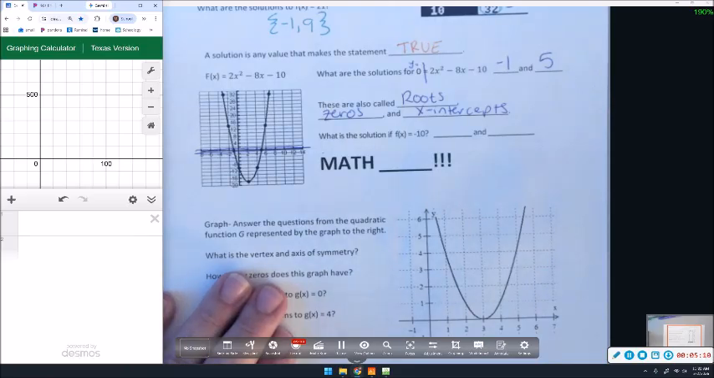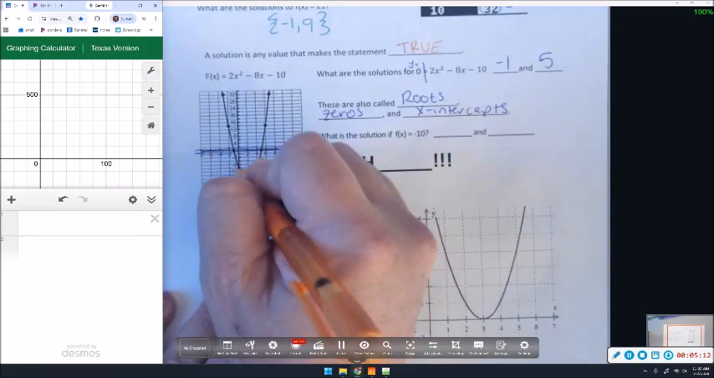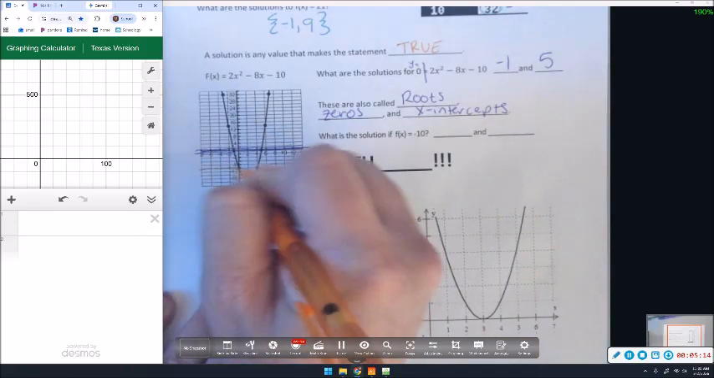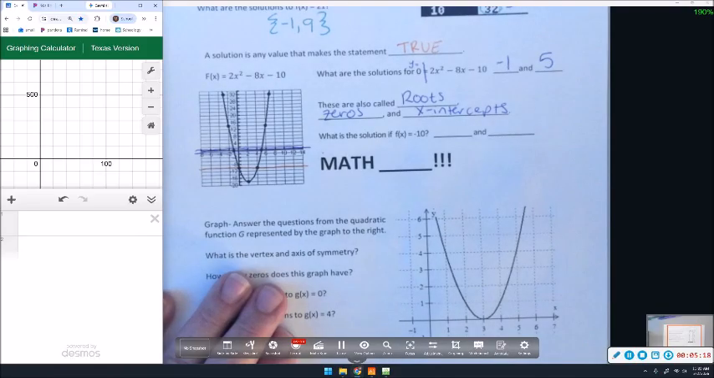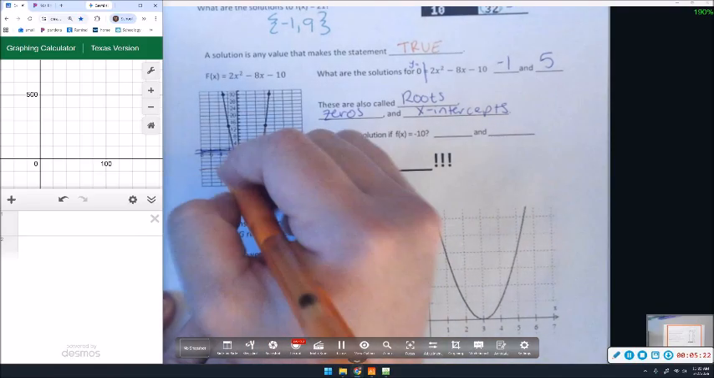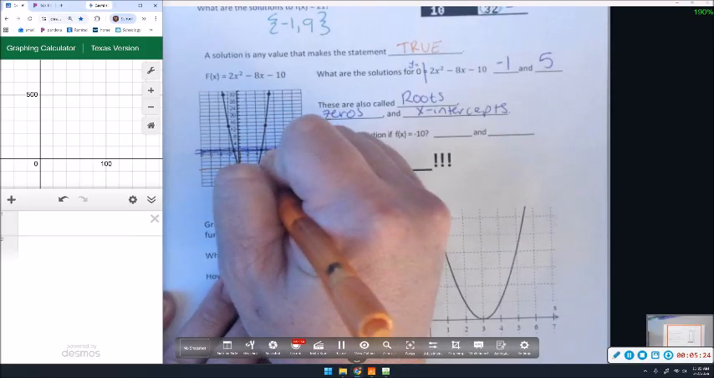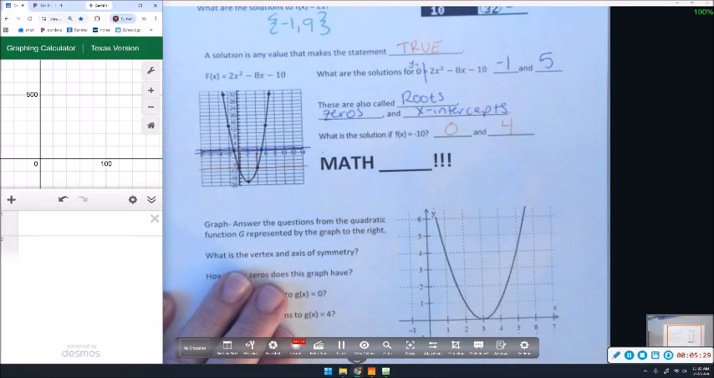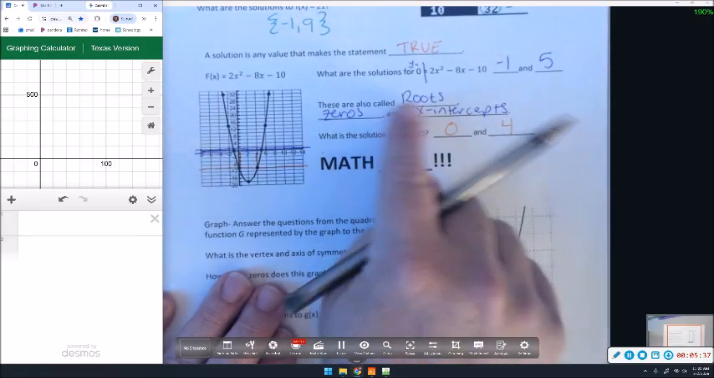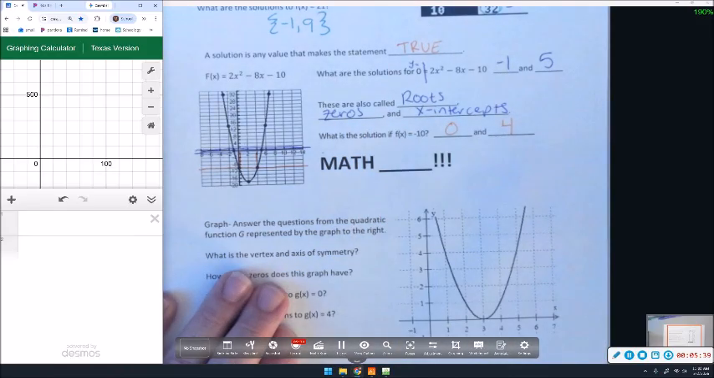Okay, then it says, what is the solution of f of x equals negative 10? Well, negative 10 is here. What are the x's of those 2 points? No, down here. So it's 0 and 4. Yes, roots, zeros, x-intercepts.